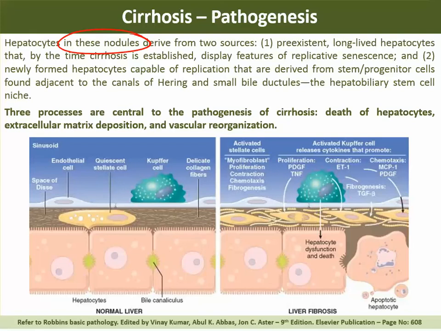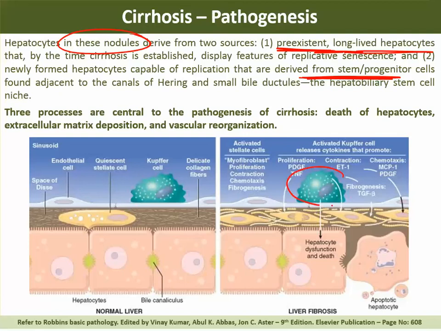Why is this regeneration happening? From where does the regeneration happen? This happens from the pre-existing long-lived hepatocytes. Some hepatocytes are long-living, and from those hepatocytes the liver regenerates. Another source is the stem cells. So the liver cells regenerate and they produce nodules. Why is there fibrosis?